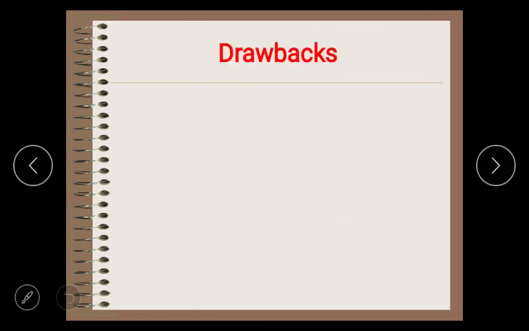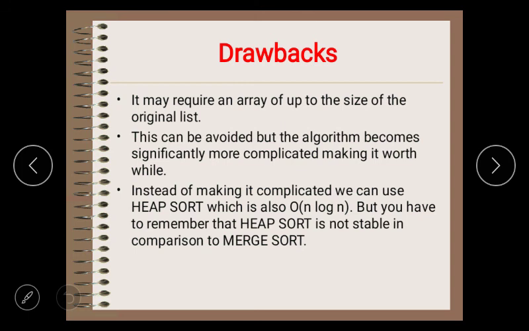The main drawback of merge sort is that it may require an array of up to the size of the original list. This can be avoided, but the algorithm becomes significantly more complicated. Instead, we can also use heap sort, which also has complexity of order of n log n, but remember that heap sort is not stable in comparison to merge sort.